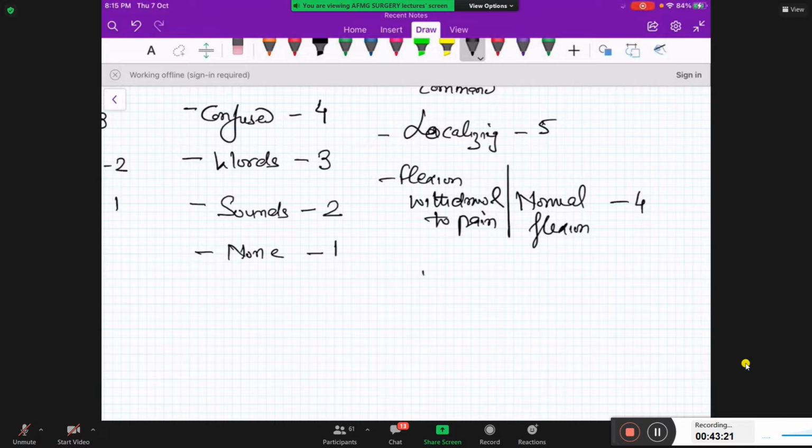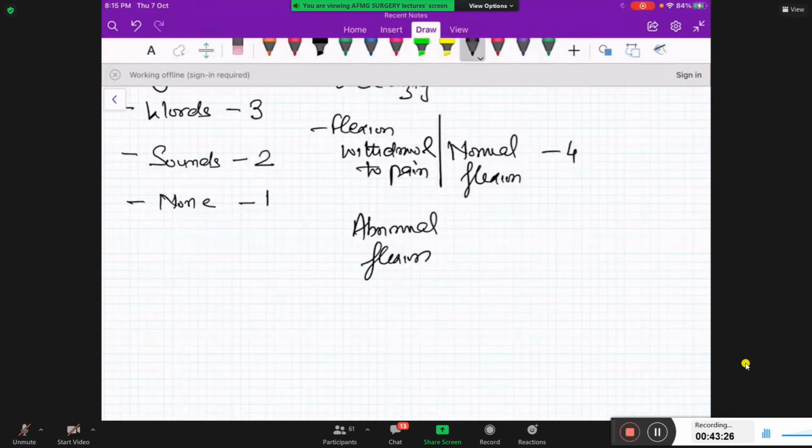Then abnormal flexion, which is also called decorticate. What is decorticate? Abnormal flexion. Decorticate is abnormal flexion. What abnormal flexion actually means?